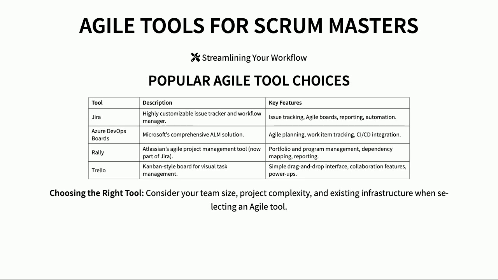Rally was fantastic for portfolio and program management, linking everything together. And then there's Trello, which is great for teams who prefer a visual Kanban board approach. It's super easy to learn and use. The best tool really depends on your specific team and project. It's all about finding what works best for you.